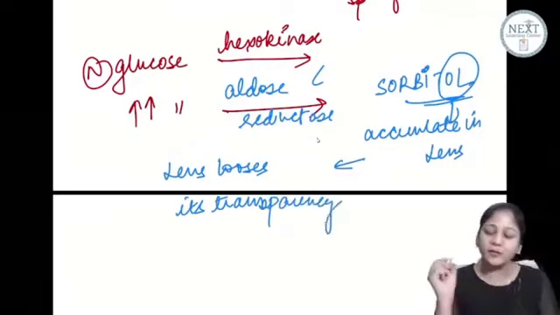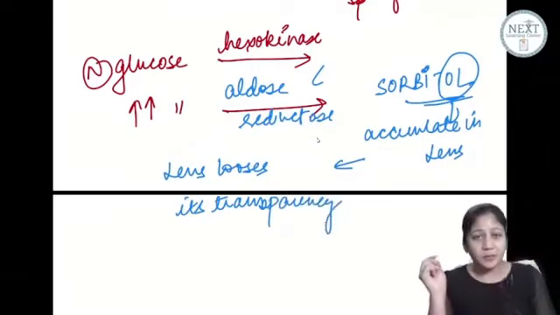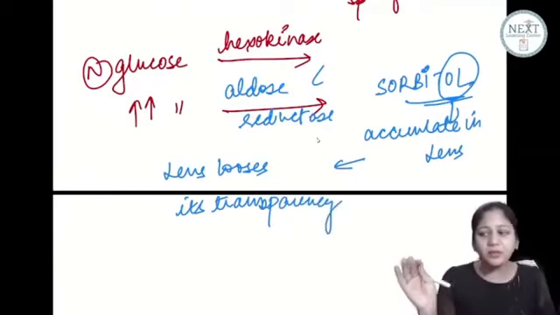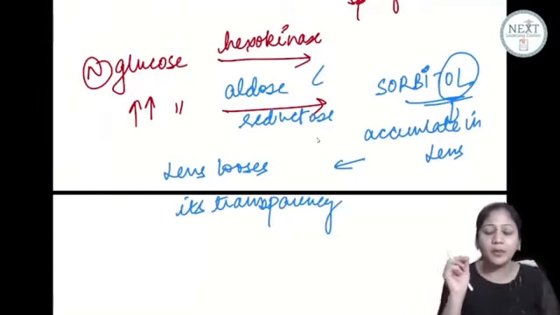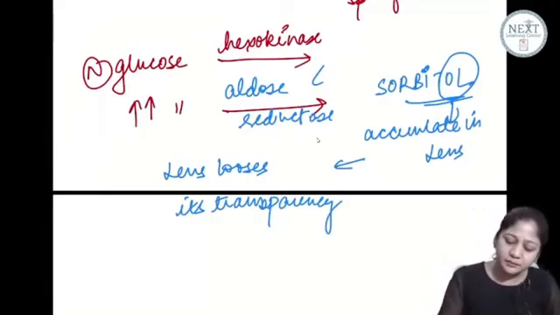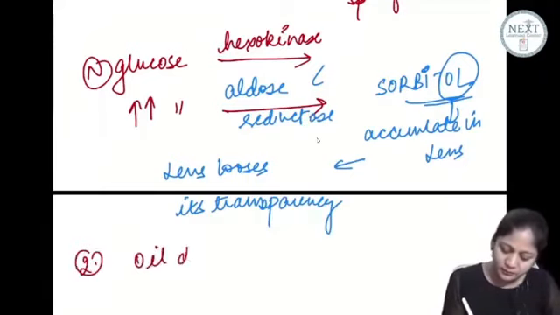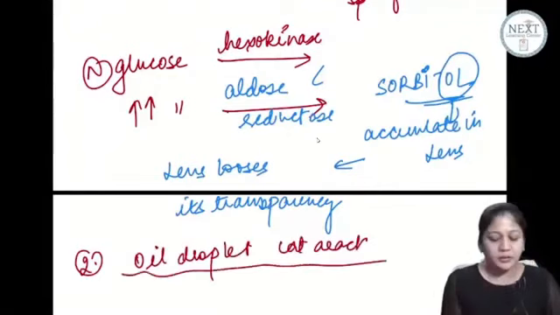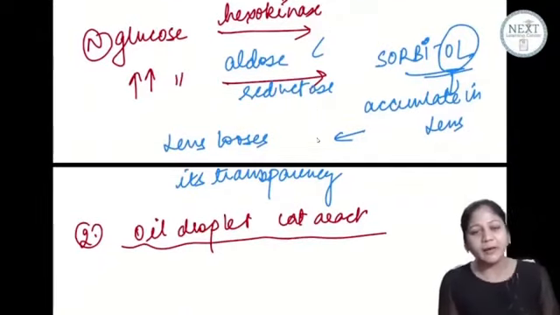How does snowflake cataract develop? Please don't say that in snowflake cataract glucose gets accumulated. It's never the glucose. It is basically the sorbitol. ठीक है बच्चे? Everyone clear? There are 4 questions here. The next type of metabolic cataract, or you can say morphological type of cataract, is an oil droplet cataract.